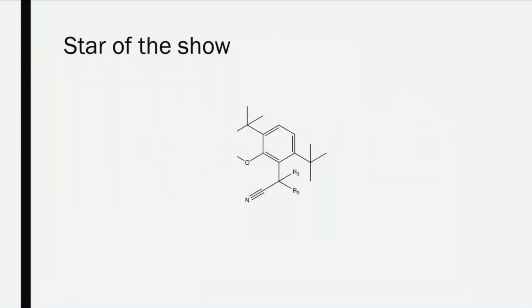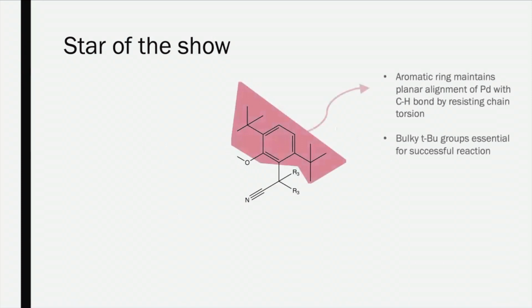Let's discuss some of the aspects of the directing group. On the backbone of the directing group is an aromatic ring with tertiary butyl substituents para to one another.